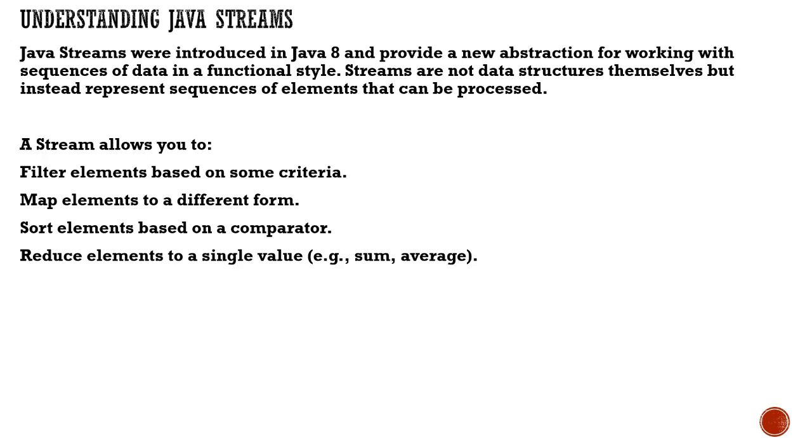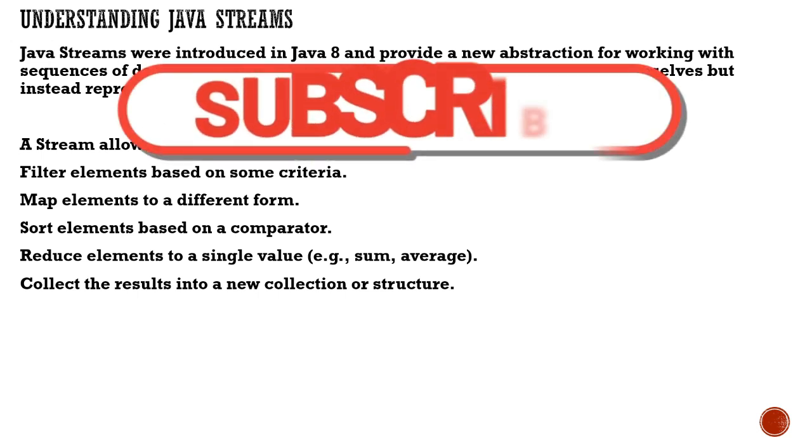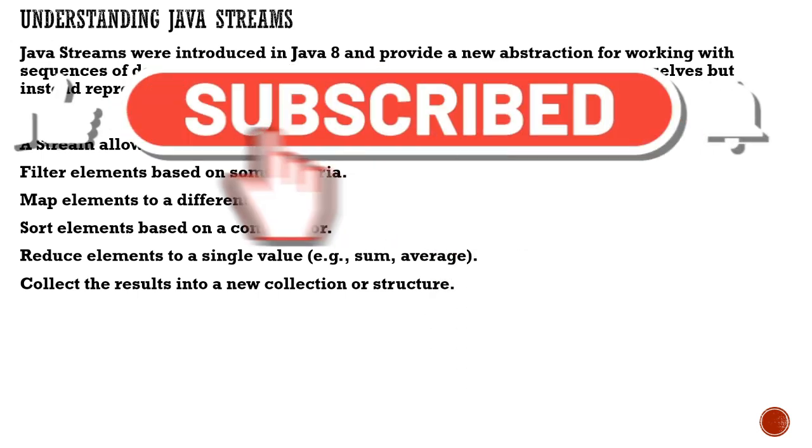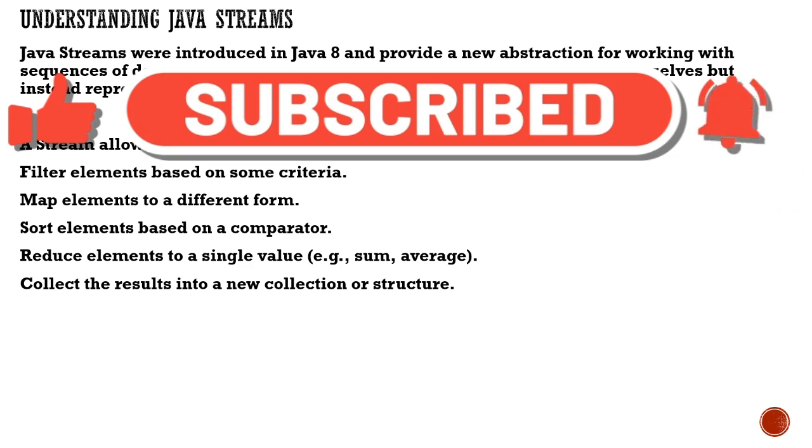You can also reduce your elements into one single element or value. Let's say you have a number of elements and you want the sum of those values, or the average, or the count; you can reduce them as well. You can also collect the result into a new collection or structure, maybe a map or a list. So if you want to convert from an array to a list, you can do that.